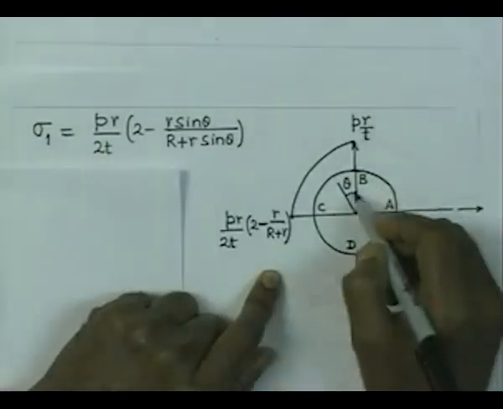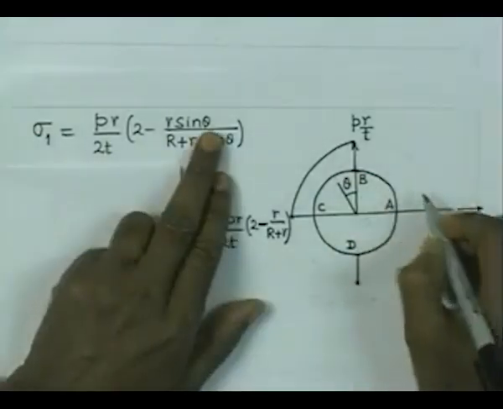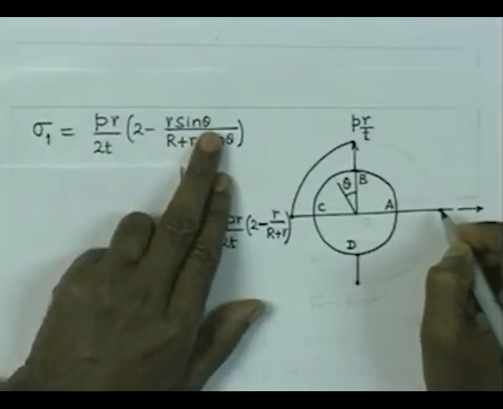Now, let us consider theta equal to minus 90 degrees, that means you come to this point.